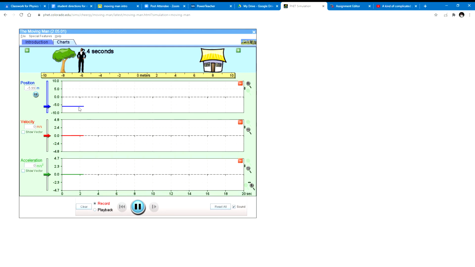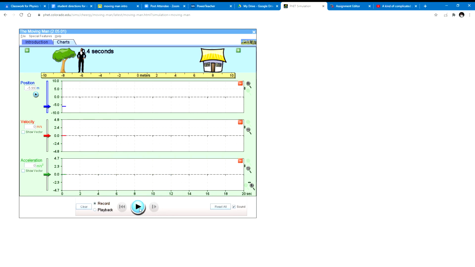His position doesn't change. It's stuck at -6, and as time goes by, he has no velocity, meaning his position isn't changing with time, and he has no acceleration, which means his velocity is not changing with time, meaning his speed isn't changing. Or another way, he's not speeding up or slowing down.